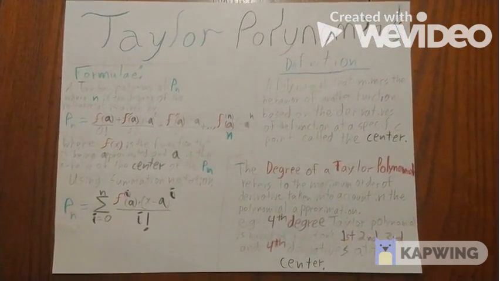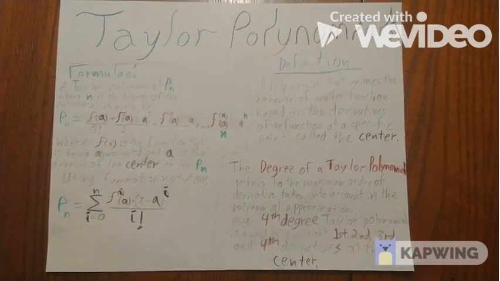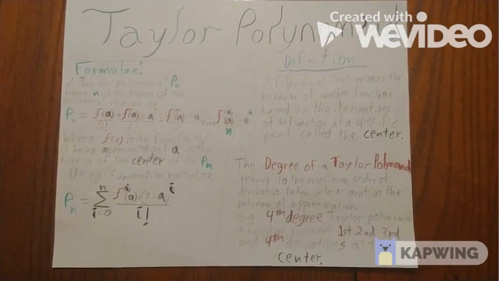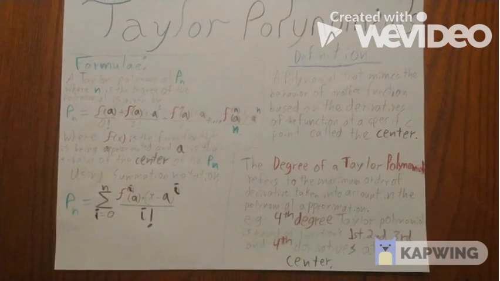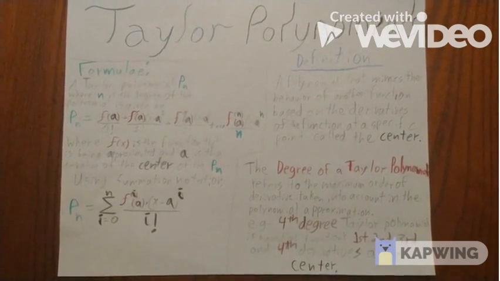Because Taylor polynomials mimic the behavior of non-polynomial functions, calculators often use Taylor polynomials to calculate values of non-polynomial functions because they can be solved using only arithmetic. And they can be constructed to have values that are extremely close to the actual non-polynomial function's value.